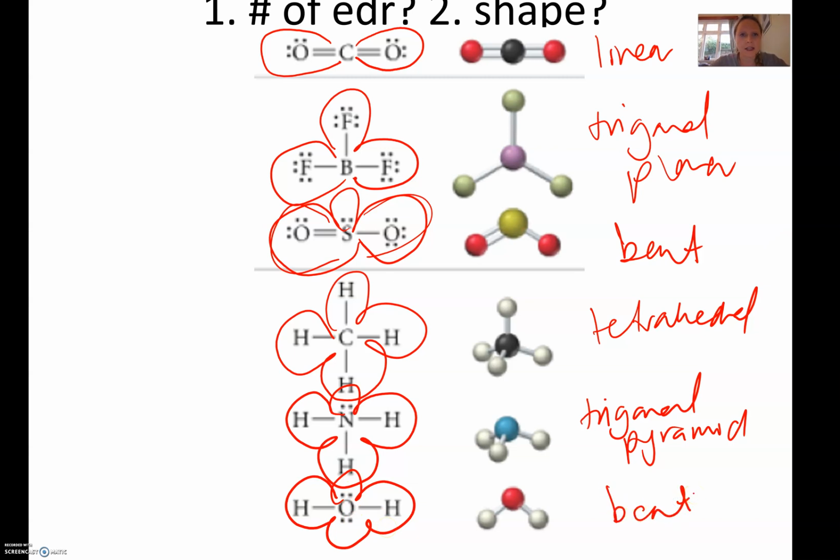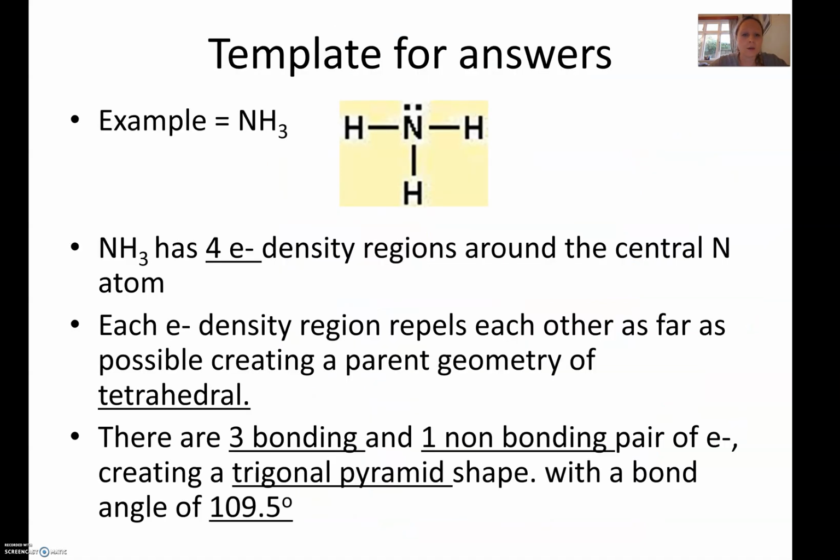Hopefully that has made sense. Questions to me on Teams if it doesn't. Cool, so I'm actually going to pause here and we'll do lesson part B on this, which is explaining the shape for your NZQA exam.